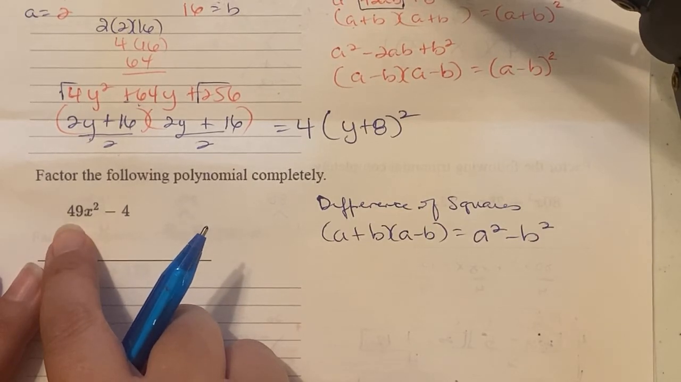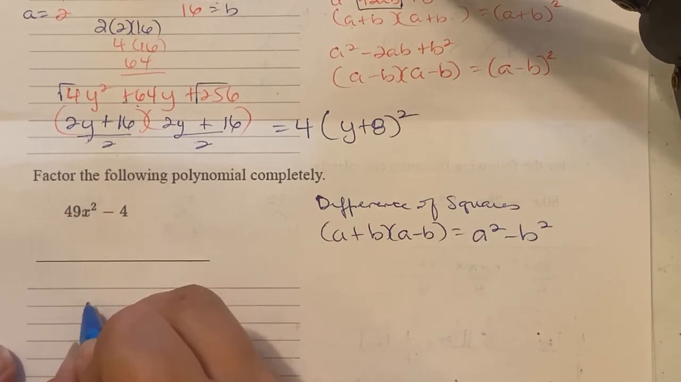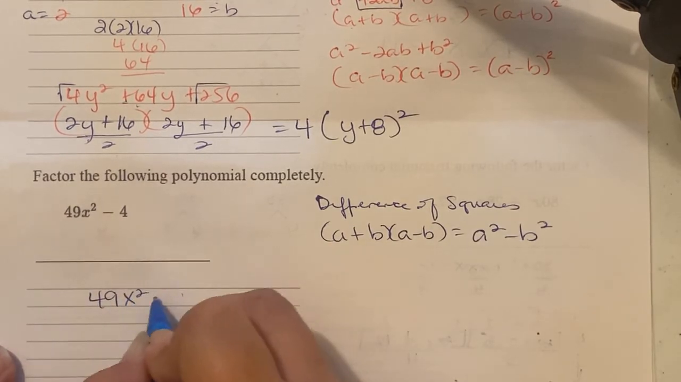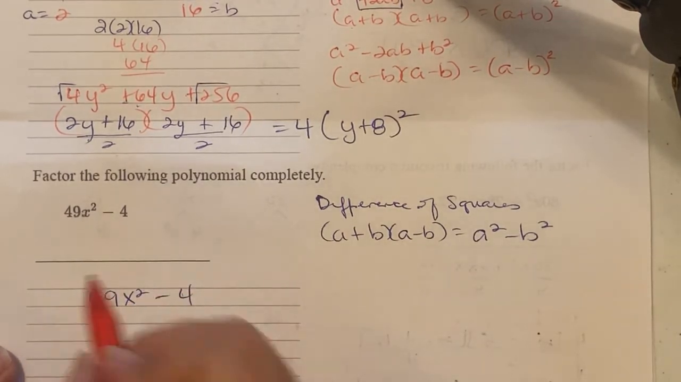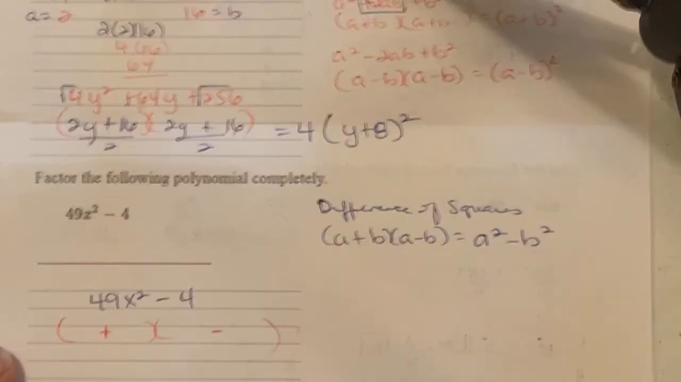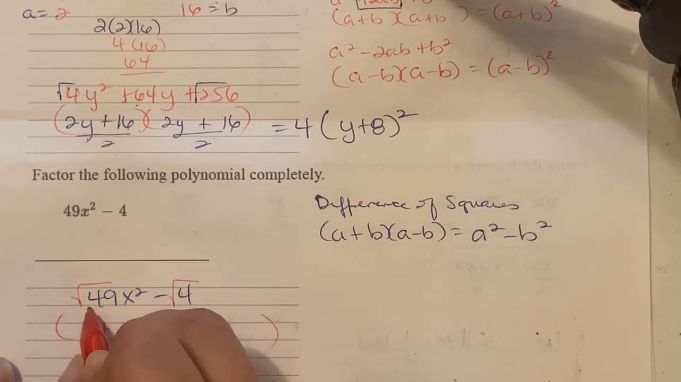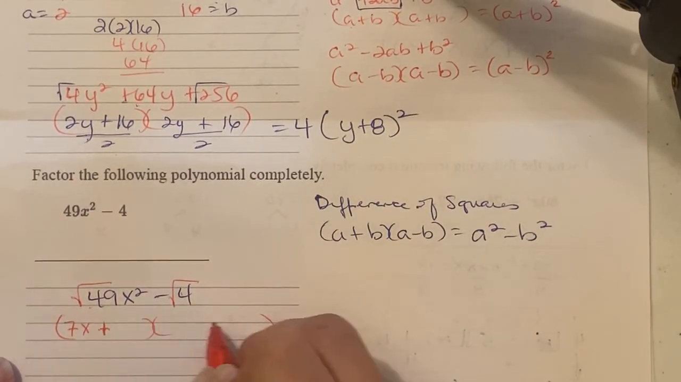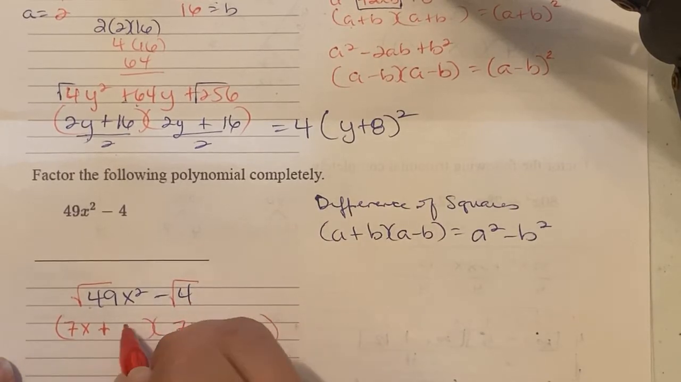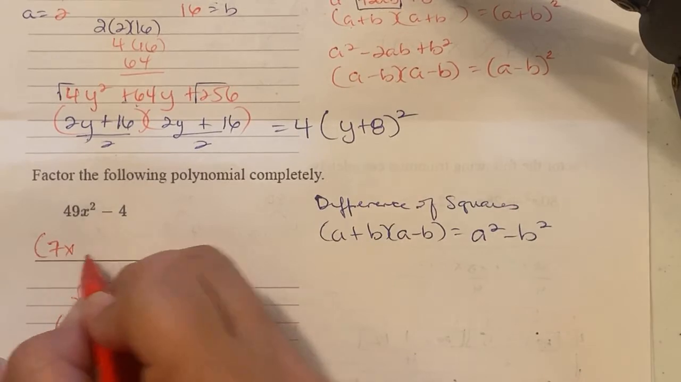I take the square root of it, becomes 7. 4 is a perfect number. I take the square root of it, becomes a 2. So you take your value, 49x squared minus 4. Immediately draw 2 parentheses, a plus sign in the first one, a minus sign in the second one. Take the square root of the first, take the square root of the second. So 49 makes it 7x, 7x, 4 makes it positive 2, negative 2, and that's your final answer.